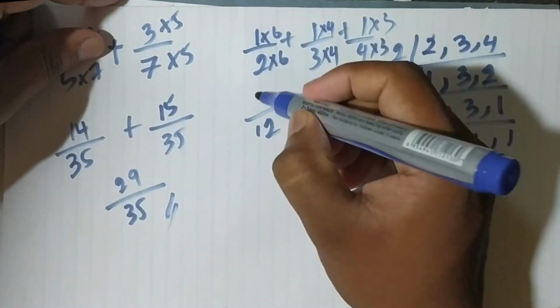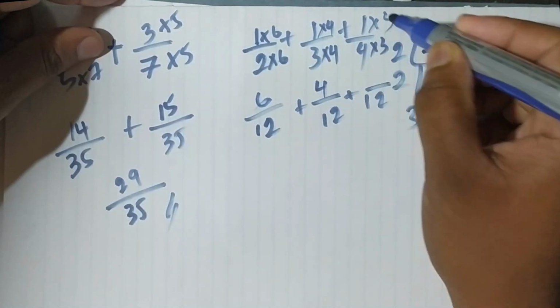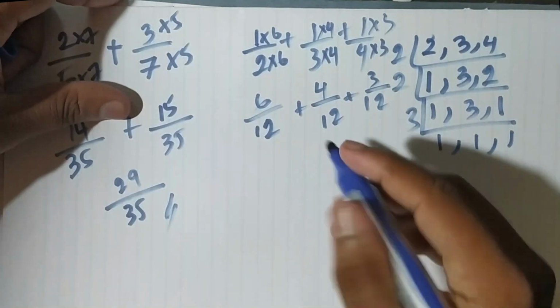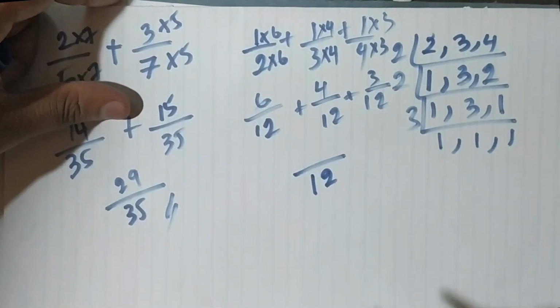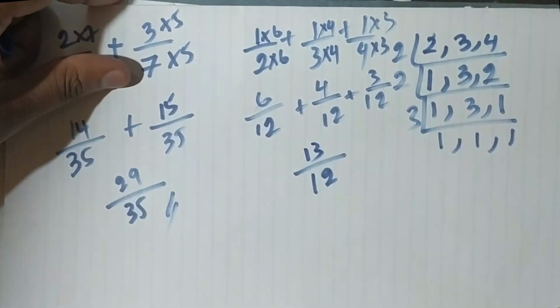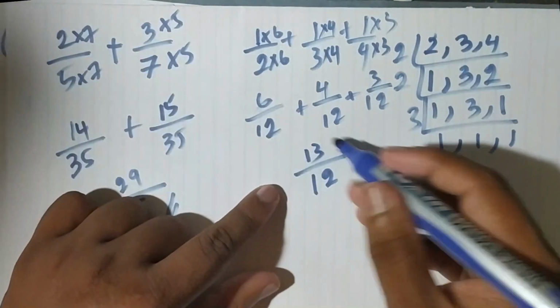Now 1 into 6 is 6. 1 into 4 is 4. 1 into 3 is 3. Now the common denominator is same. So just you can keep it like this. Now 6 plus 4, 10. 10 plus 3, 13. So here see, is this a proper method?